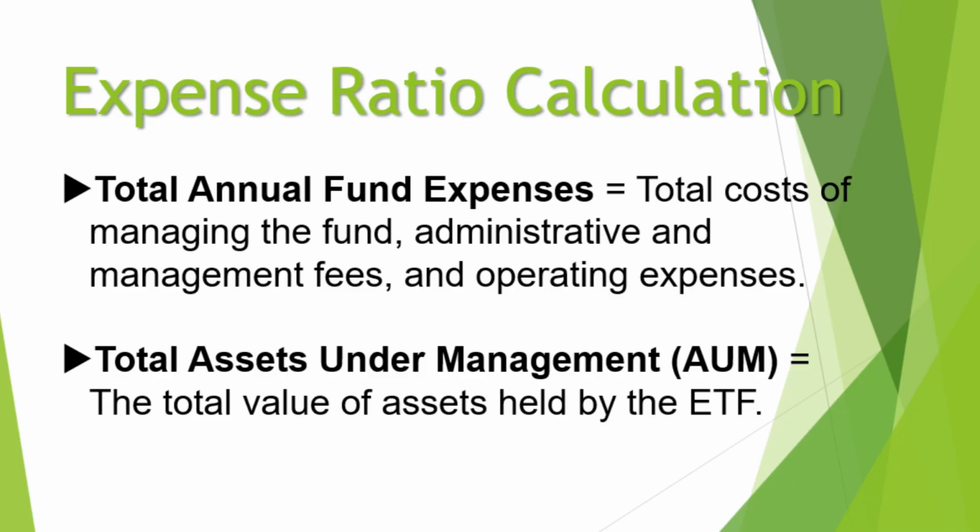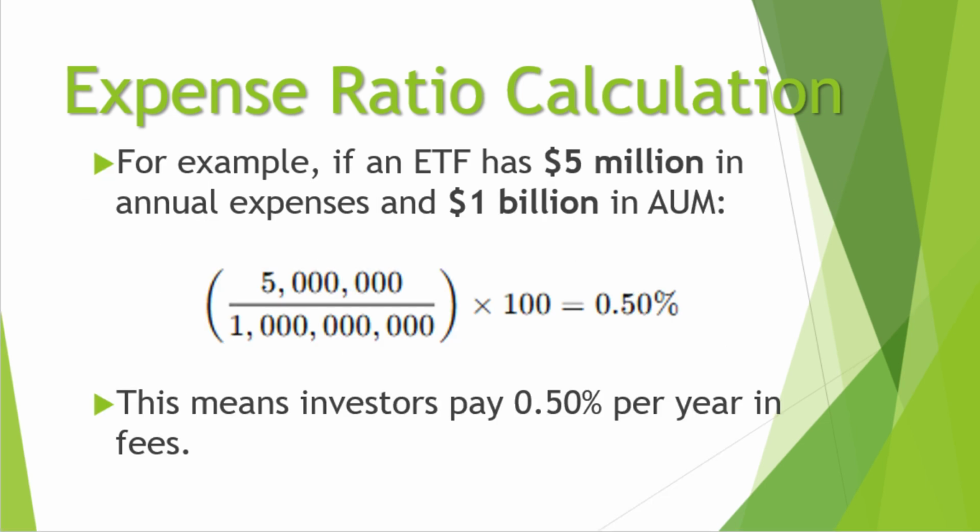So, in order to calculate the expense ratio, we need to know two things: the total annual fund expenses and the total assets under management. In this example, the expense ratio is expressed as a percentage and represents the cost to investors for holding the exchange traded fund on an annual basis. So, this particular fund in our example has $5 million in annual expenses and $1 billion in assets under management. So we take the expenses divided by the assets under management times 100 to arrive at an expense ratio of 0.5%. This means investors will pay 0.5% in fees.